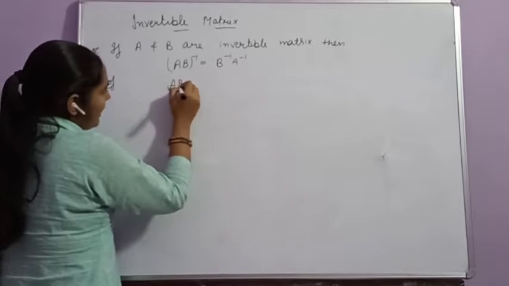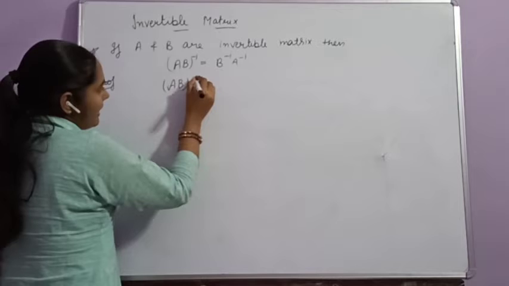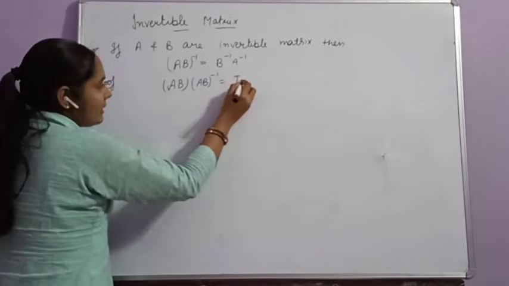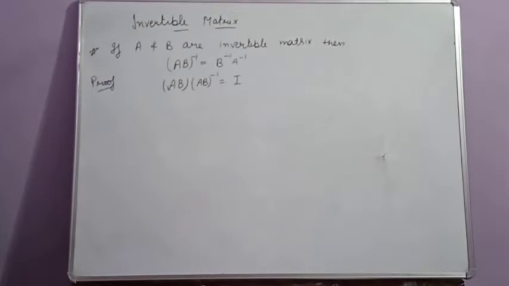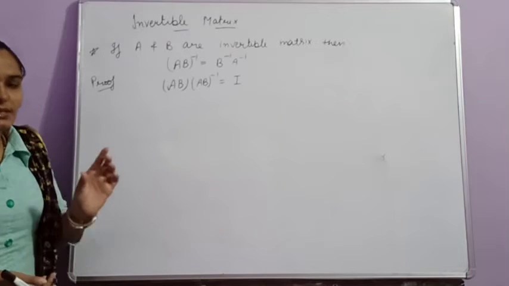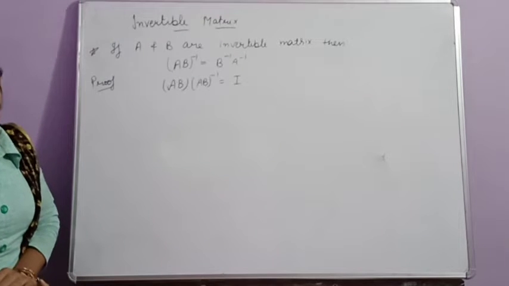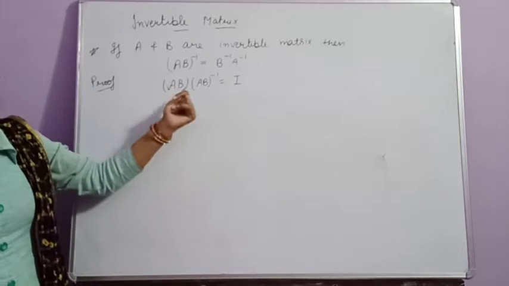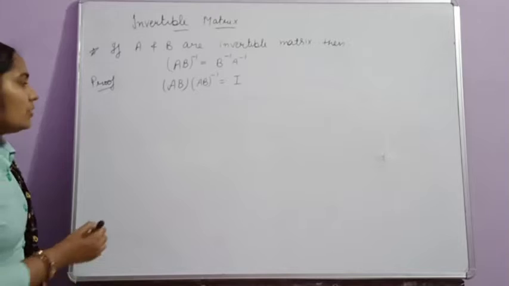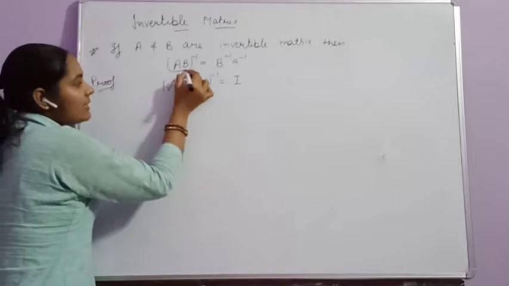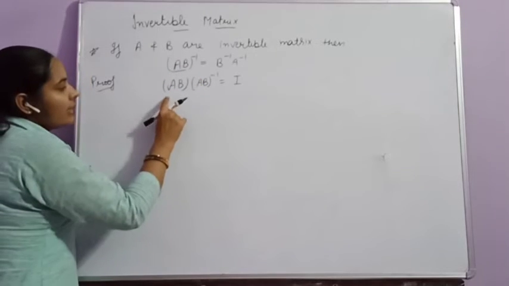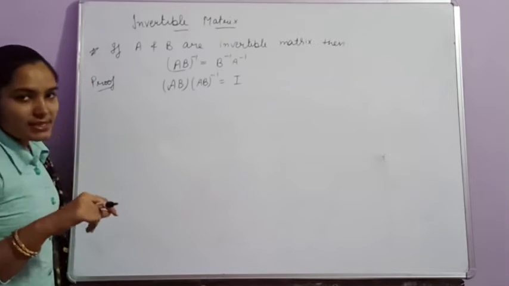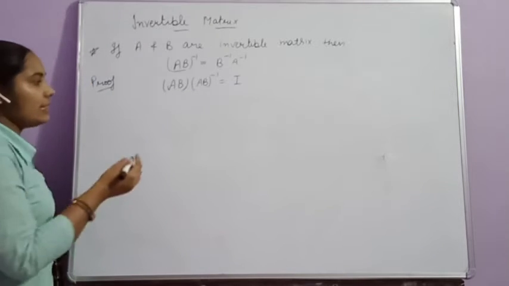From an invertible matrix, we know that the product of a matrix and its inverse is equal to the identity matrix. We can see in the first thing that AB is equal to BA is equal to IA, where B is the inverse of matrix A. So we can write AB as one matrix, and the multiplication of the AB matrix with its inverse will be equal to I. Clear?